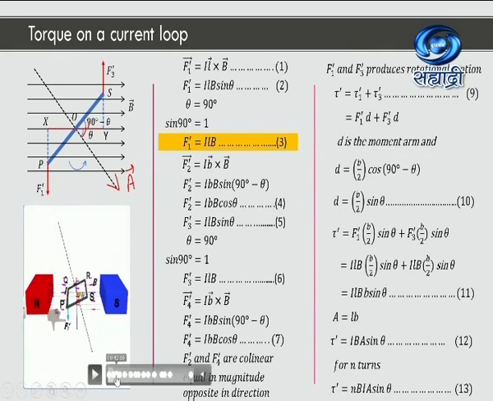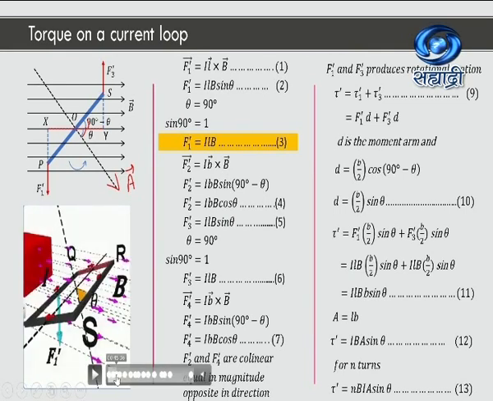If we go to the next side, that is QR, whose length is b, the force acting on this side will be vector F2 dash, which should be equal to I vector b cross vector B.